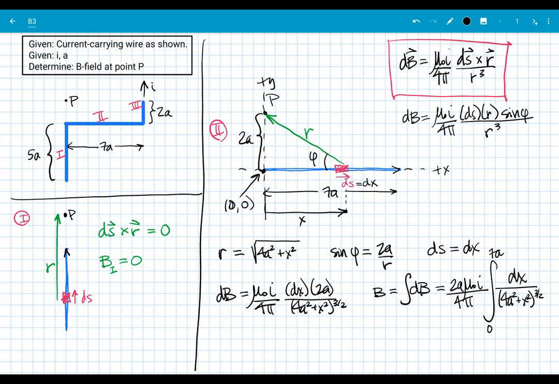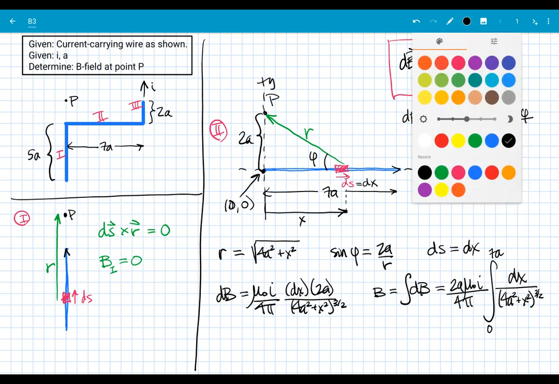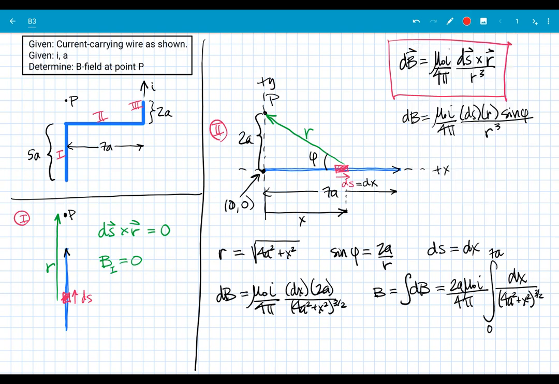Let's pause for just a second though, because we do need to think about direction too. Let's go back up and look at our point P and think about dB and what its direction would be. If I use the right-hand rule and say ds crossed with R, that gives me a dB that's out of the page. So I can mark that in there. dB is out of the page there for segment 2.